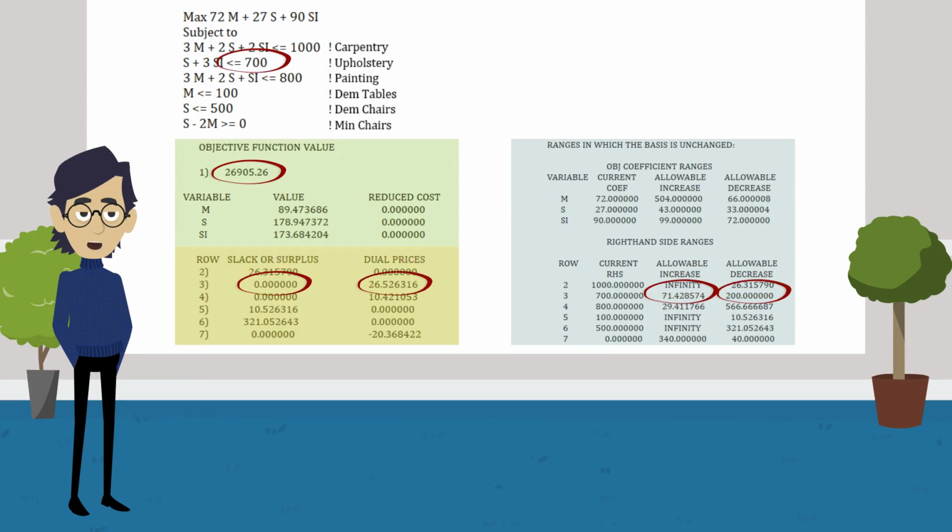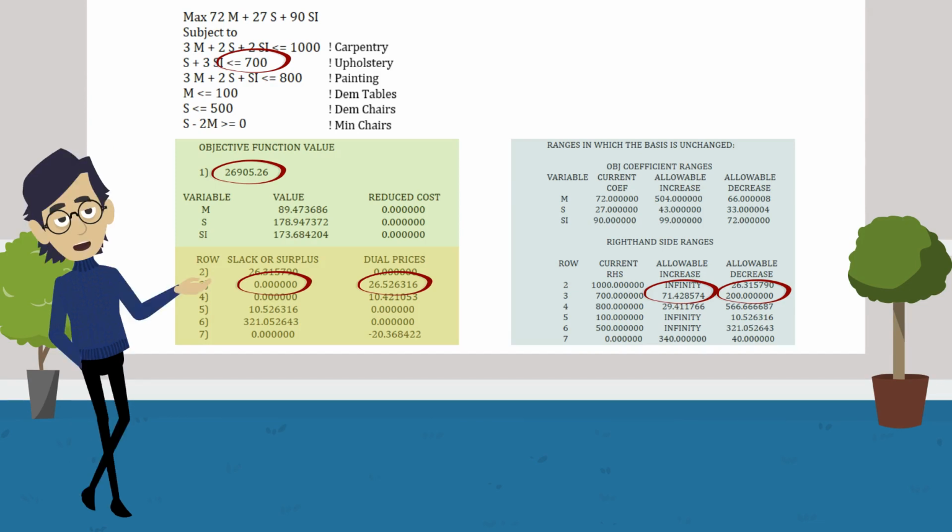In the case of the second constraint, there are 700 hours available. Since the value in the slack or surplus column is 0, it means that we have used all the available hours. In this case, the value of the shadow price is 26.52, which indicates that if we could have 1 more hour of this resource, the objective function would increase by $26.52.